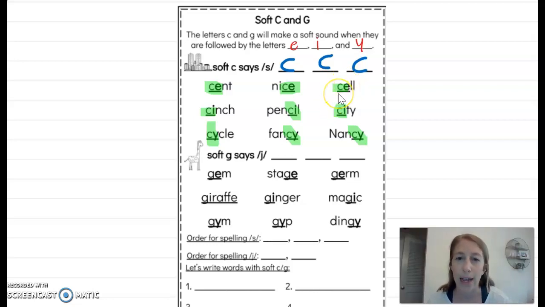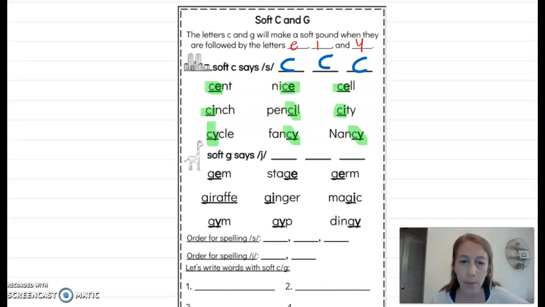So this is going to say cell, like a cell phone, or we have cells in our bodies. In the next word, I have the I, and again, the I is telling me that C is saying a soft sound. Inch, ending blend, cinch. If something is really easy, you might say, that was a cinch.